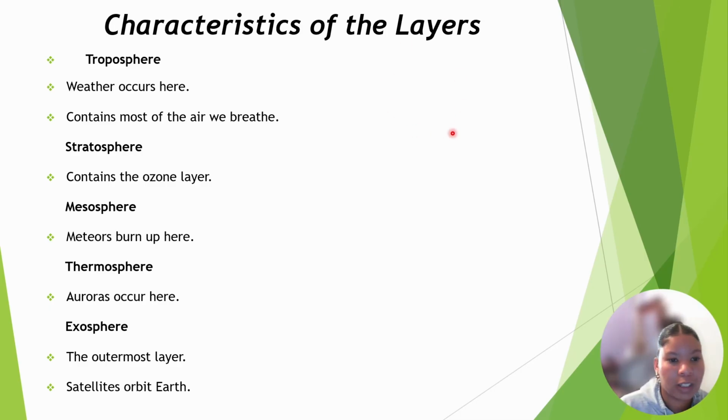So now we get into the characteristics of the different types of layers of the atmosphere. So the troposphere is where the weather occurs and contains most of the air that we breathe. The stratosphere contains the ozone layer. The mesosphere is where meteors burn. In the thermosphere, auroras occur. And the exosphere, the outermost layer, is where satellites orbit around the Earth. So that is where all that is happening in the exosphere.